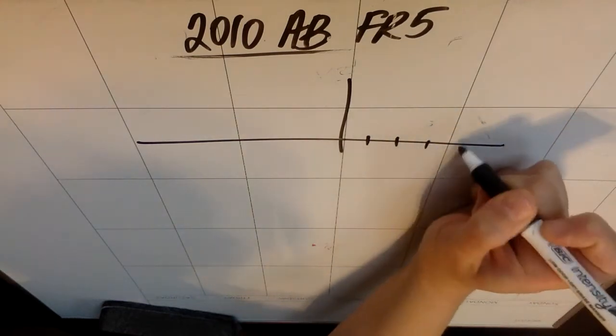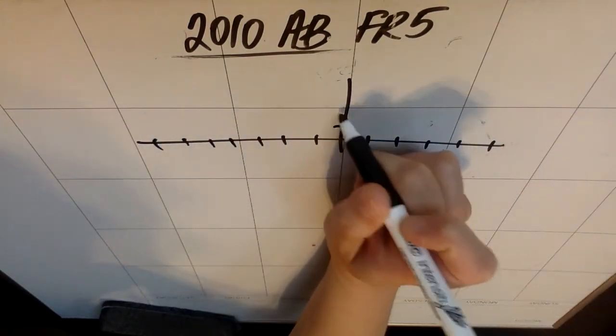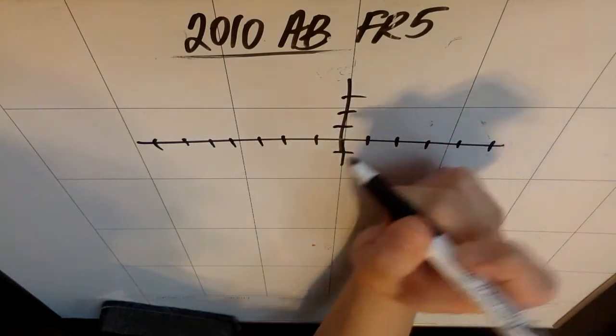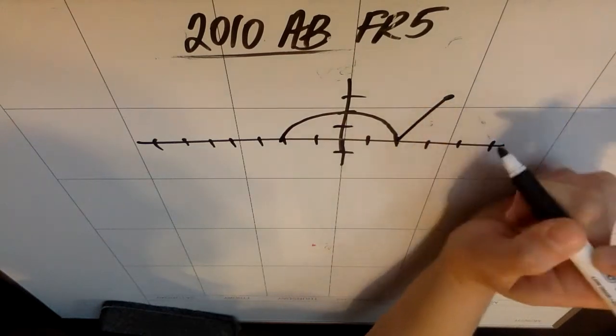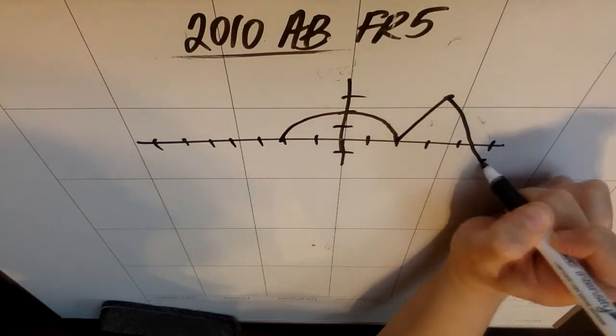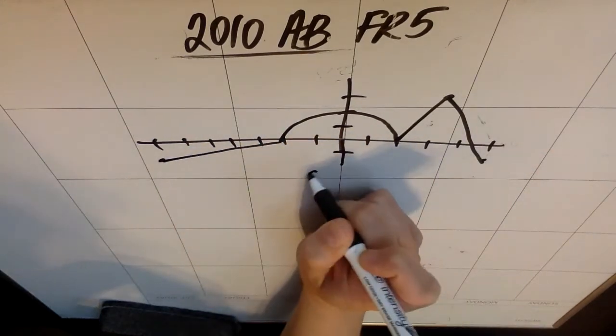1, 2, 3, 4, 5. 1, 2, 3, 4, 5, 6, 7. I think it only went up to 3, and I think it went down here. Okay, so I had a semicircle. I had the point at 3, 3. I had this guy, it's something like that, and this guy. Close enough. Okay, so this is my g prime of x.